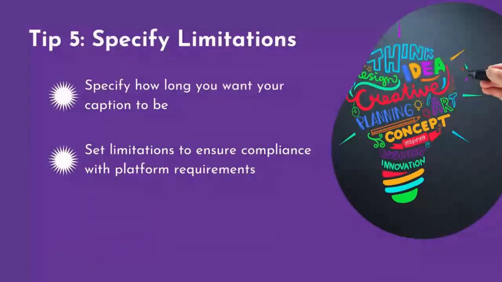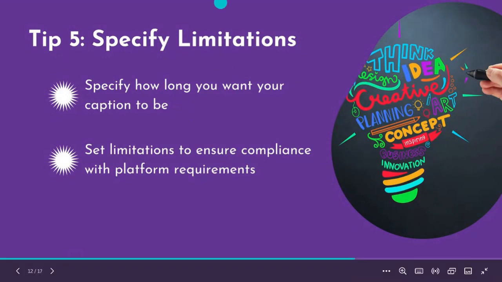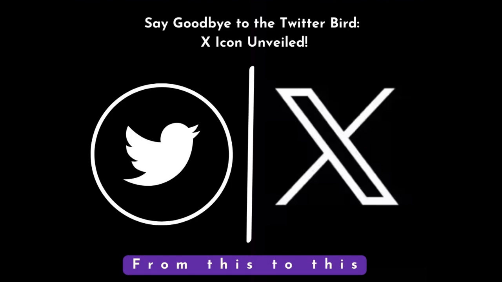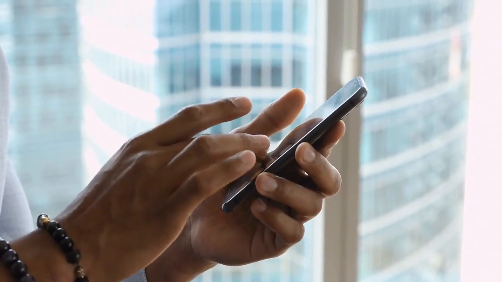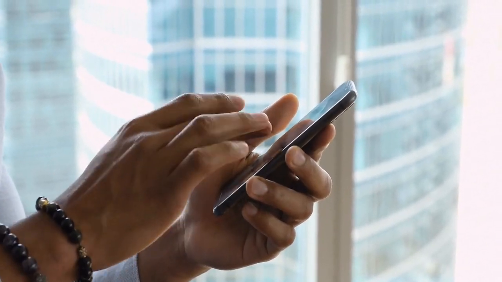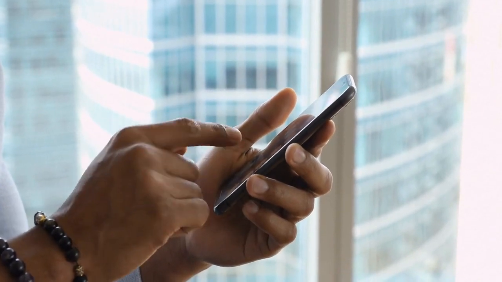Tip 5 is specify limitations. Specify how long you want your caption to be. Set limitations to ensure compliance for the platform's requirements. As you know, platforms change, things change. We're seeing this with Twitter. Right now it's Twitter. It's supposed to be turning into X. We also have Twitter's competitor, Threads, that is out there. And that's going to be another thing where we're going to have to adapt, adjust, and learn.